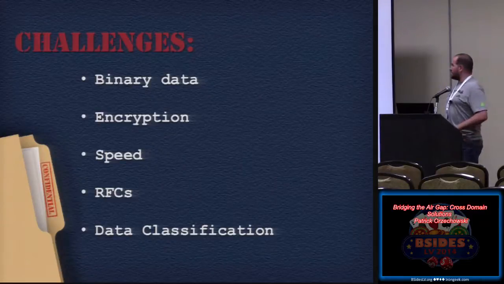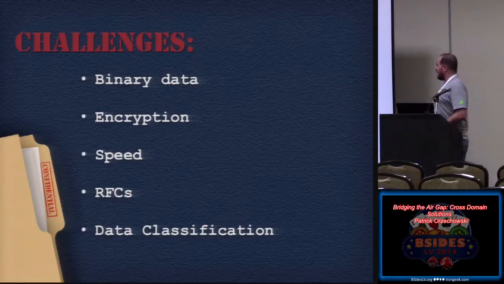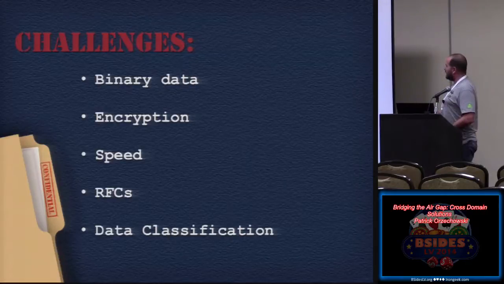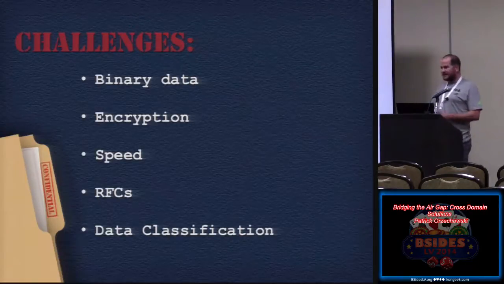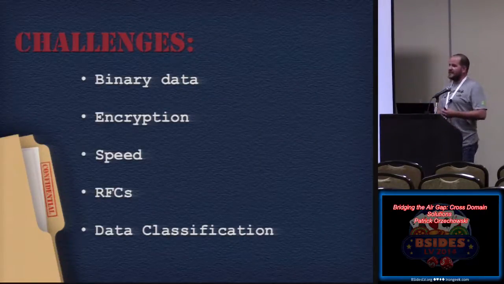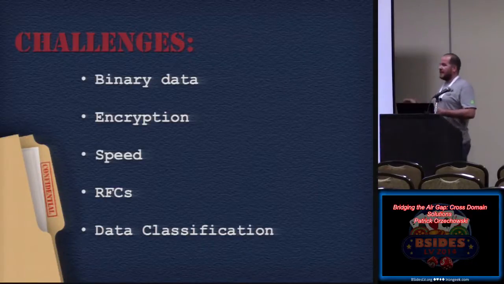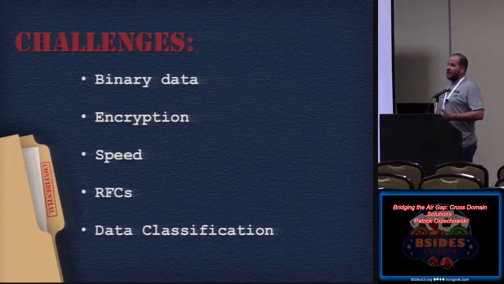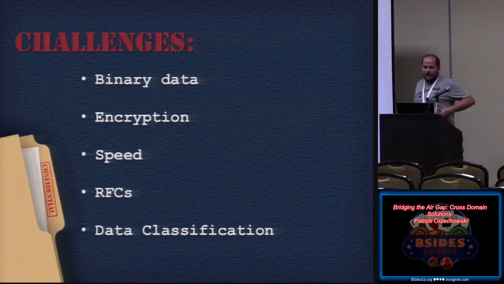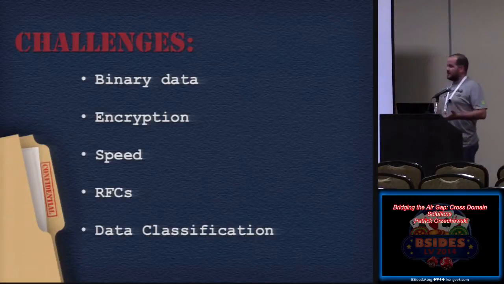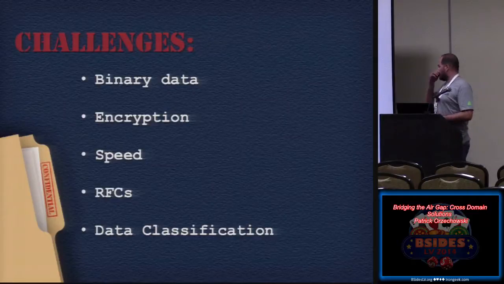Some challenges, I kind of talked about these before. Binary data. If you have images flowing through your CDS, how do you know if that's classified? You kind of need a set of human eyes on that to say, hey, this is a satellite image that shouldn't pass through. And then maybe put some XML metadata on that image. Encryption, if you don't have the keys, you can't see what it is. So it'll flow right through.